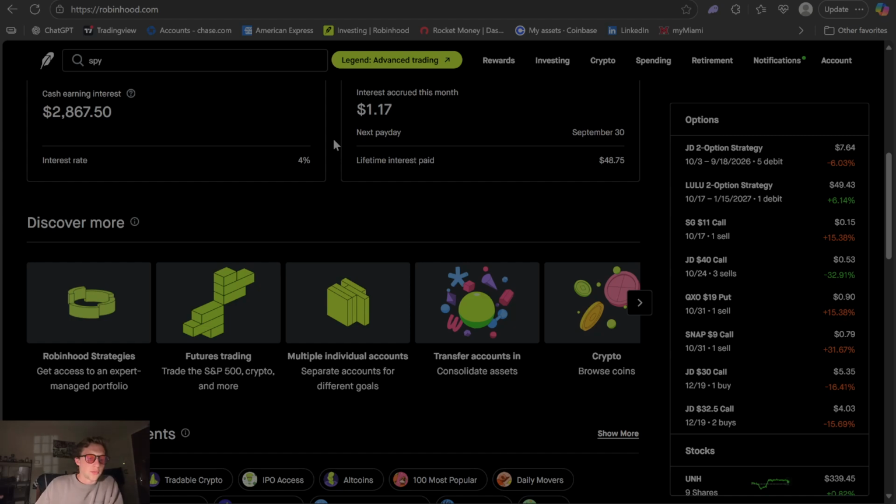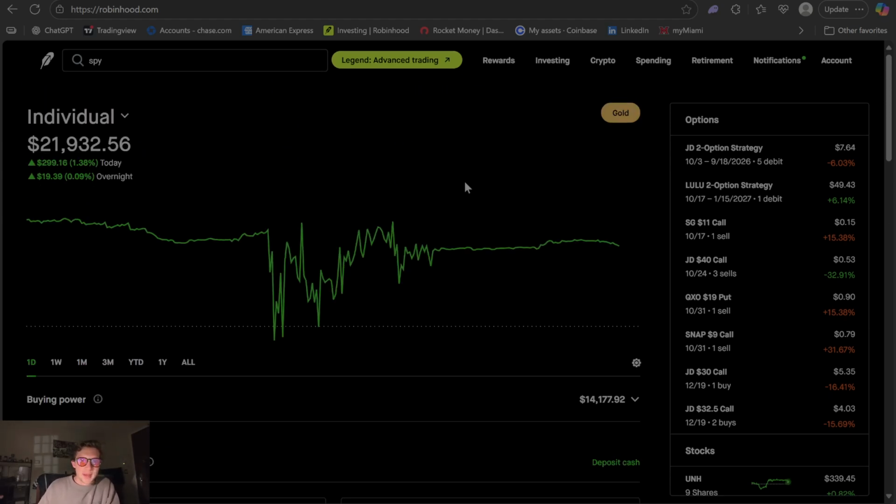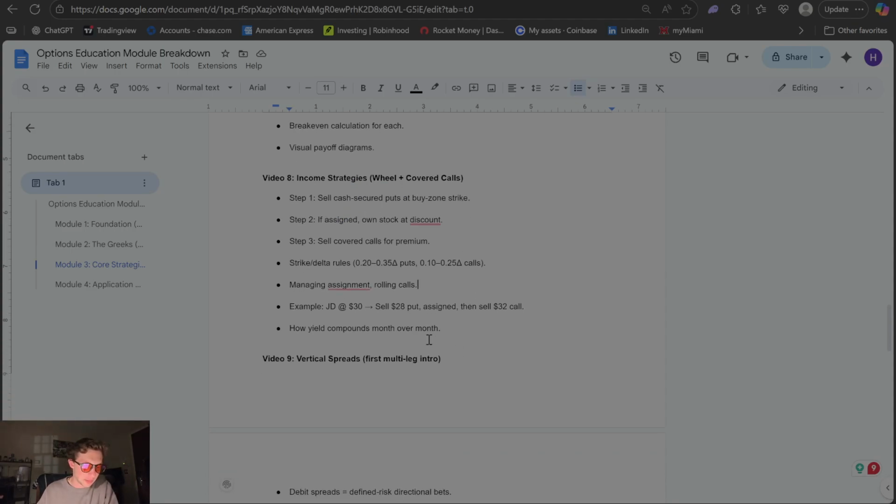Now, you shouldn't roll an option when you're paying a debit, because instead of taking money off the table, that's putting more money on the table to keep the trade alive. Instead, just get assigned on your option and then run the wheel strategy again. So super simple. And honestly, I don't think we really need to drive that home anymore.